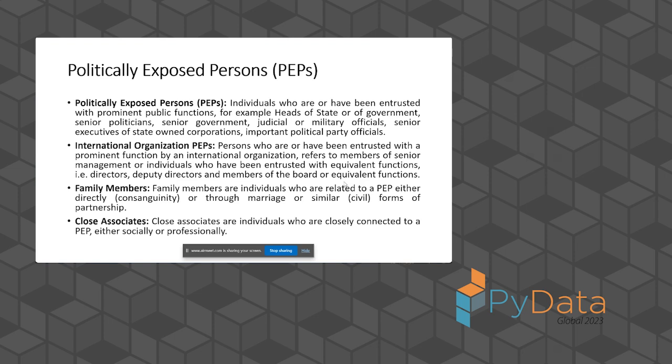Then there's something called family members, or you can also call them RCAs, relatives and close associates. Family members are individuals who are related to a PEP, that is, politically exposed person, either directly or through marriage or similar civil forms of partnership. Then close associates are individuals who are closely connected to a PEP, either socially or professionally.